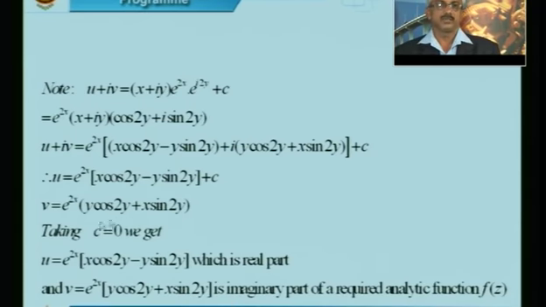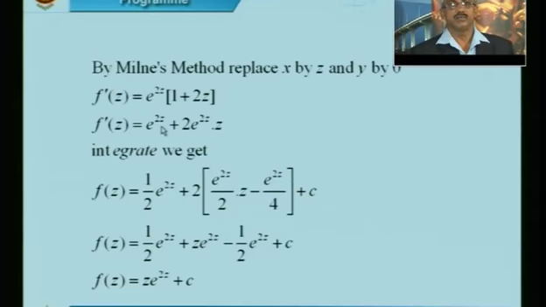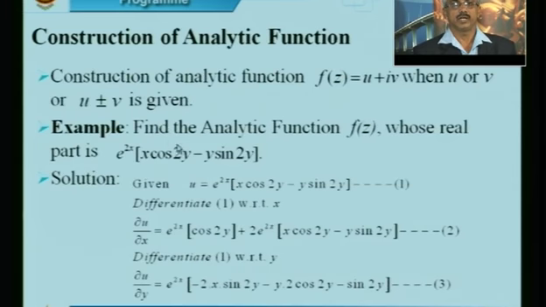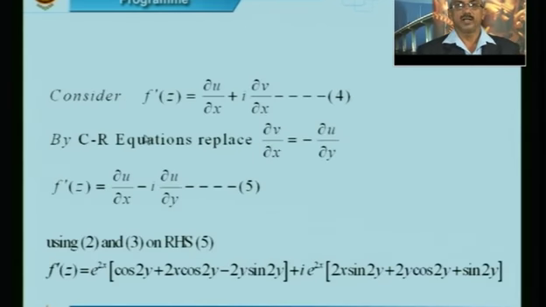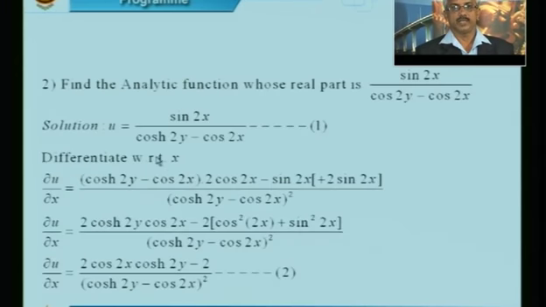So, c is just an arbitrary constant. If we choose c equal to 0, we get that actual function. What is that? We are given it in the form e^(2x)(x cos 2y minus y sin 2y). So, when the real part is given, to construct the analytic function, we have followed this method.